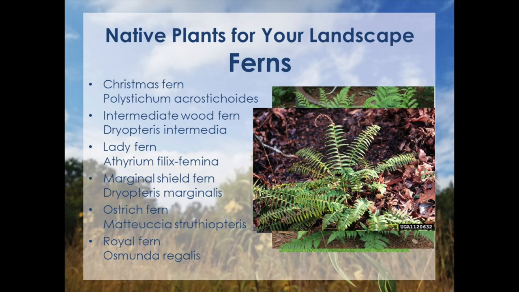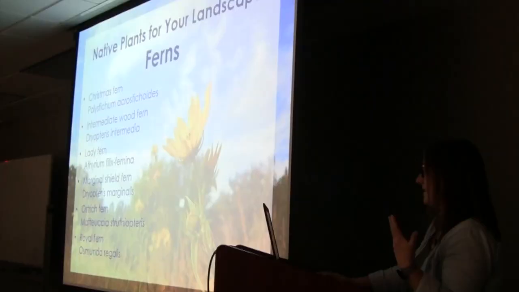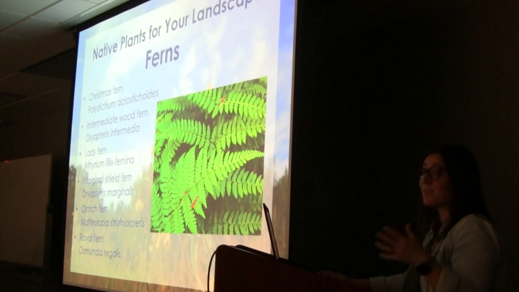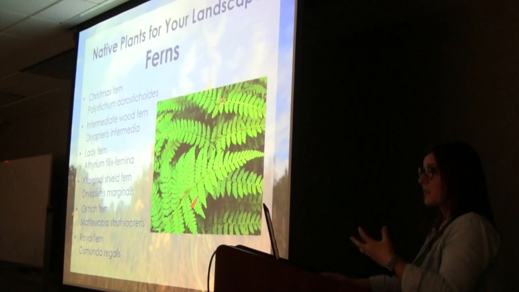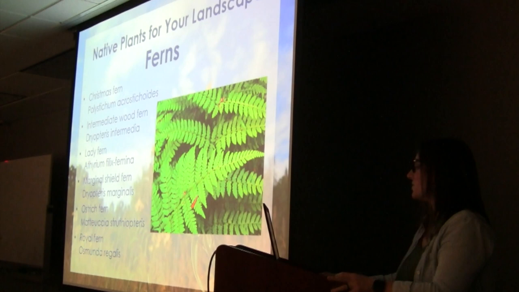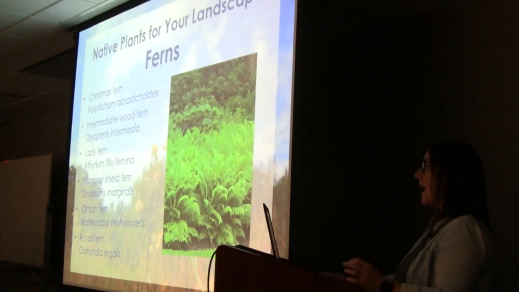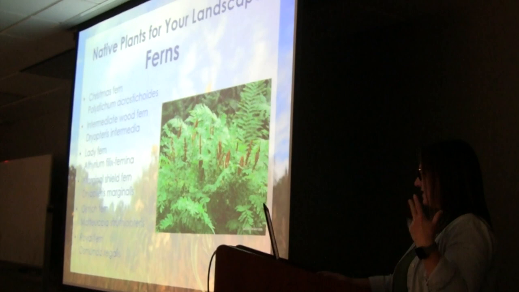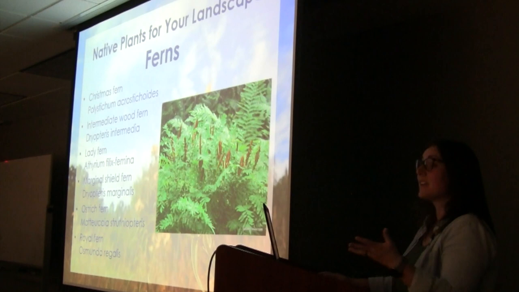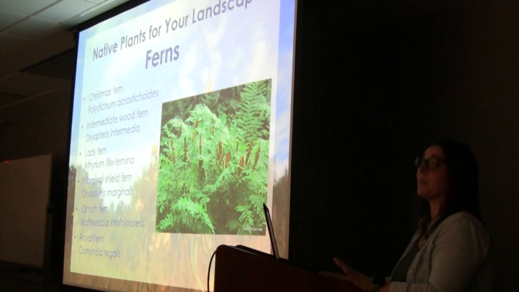And ferns, Christmas fern, we already mentioned it, intermediate wood fern. The great thing about ferns is deer don't like them. For the most part, deer don't like ferns. So if you have a big deer issue in your yard, ferns can be a really good solution, especially if you're shady. Lady fern, marginal shield fern. If you want some edible fiddleheads in the springtime, you can plant some ostrich fern. And royal fern, it's grand looking. It's royal looking. It's great. And that one likes it really wet too. So if you have that wetness, both the ostrich and the royal fern would be really happy in a very wet spot.